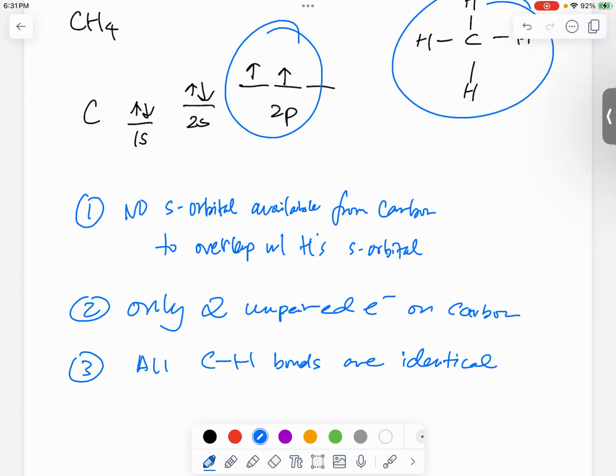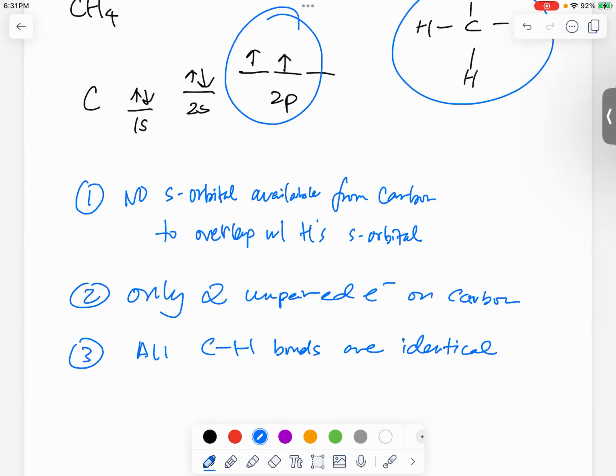Okay. So in order to explain all these phenomena, like how can we have 4 bonds? Well, in order to have 4 bonds, that means you've got to have 4 unpaired electrons, right? Wait, hold on. How many electrons are there in the second energy level? 1, 2, 3, 4.